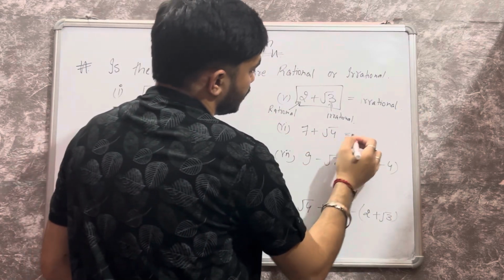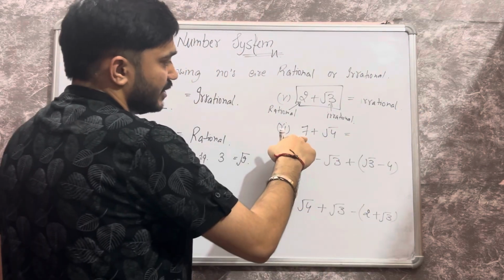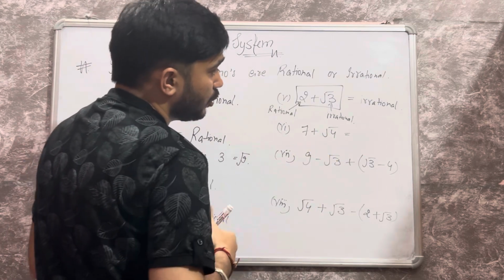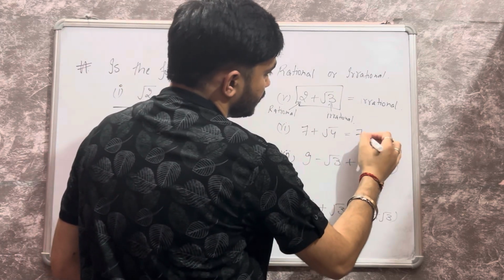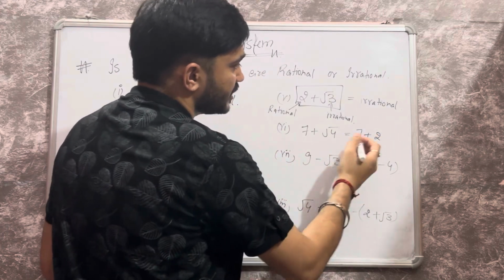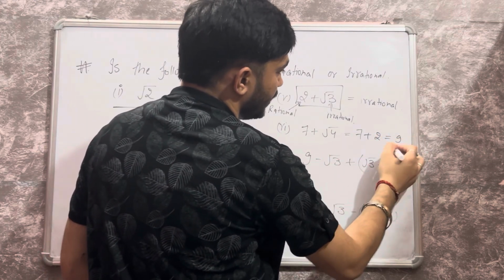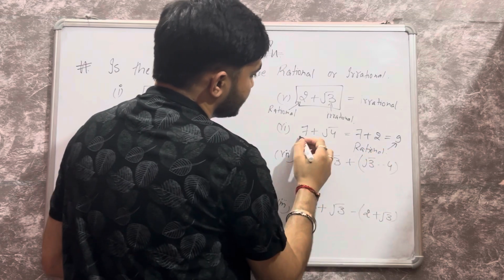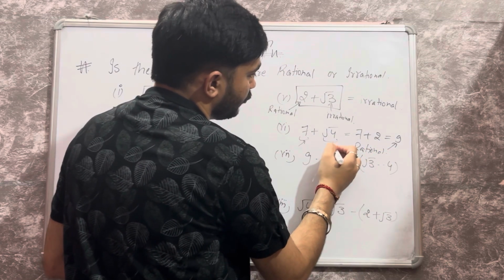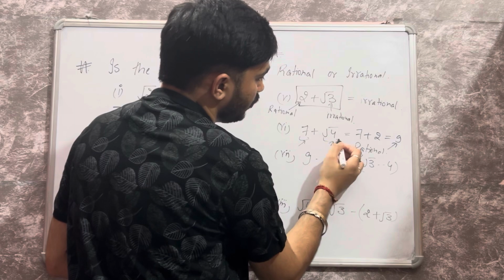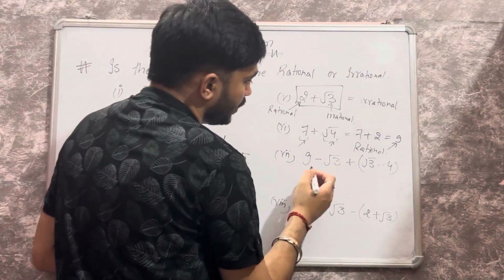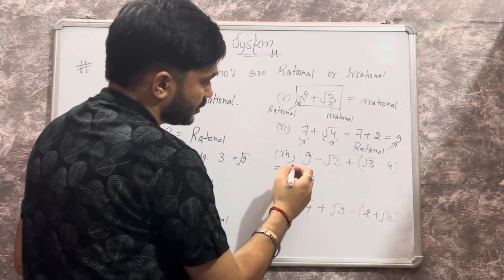Moving forward to question number 6 as well. 7 is rational, and under root 4 is also rational because 4 is the square of 2. 7 plus 2 is 9. This is rational because 7 is rational here and under root 4 is also rational because 4 here is a perfect square number.